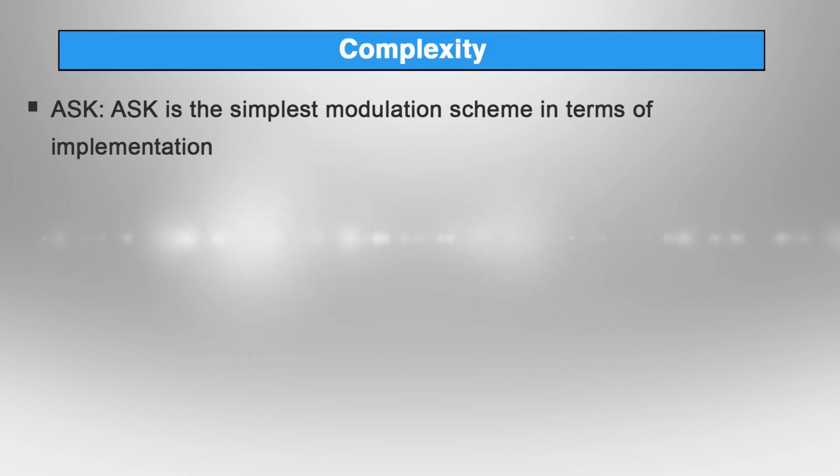Frequency shift keying complexity. FSK involves more complex circuitry compared to ASK due to the need for frequency generation and detection, while more complex, FSK remains relatively straightforward. FSK is chosen for applications where noise resistance is more crucial than simplicity, but where complexity is still manageable.